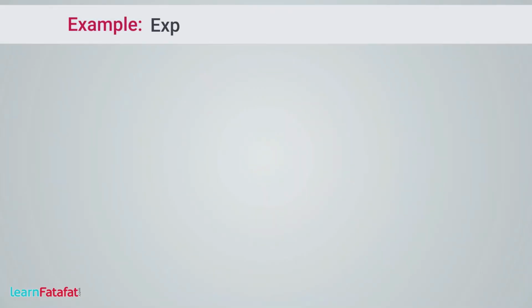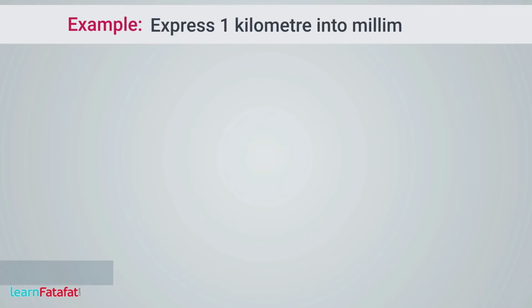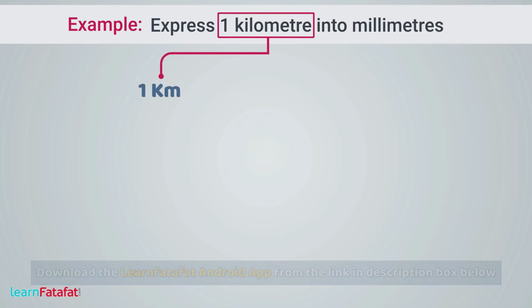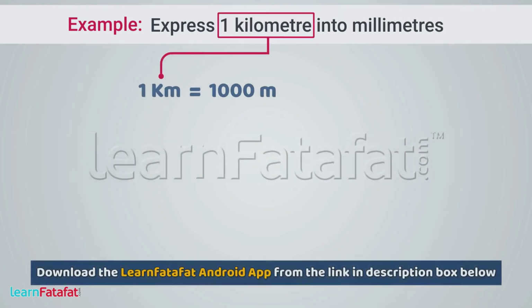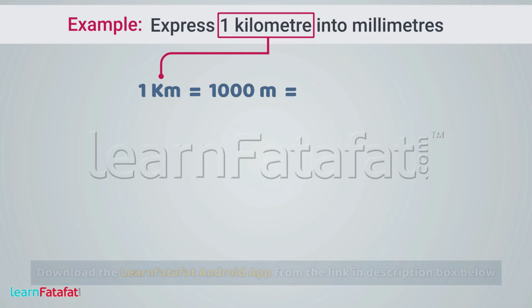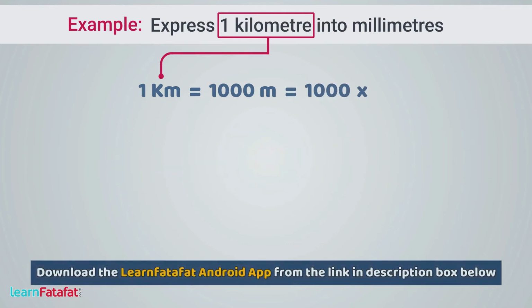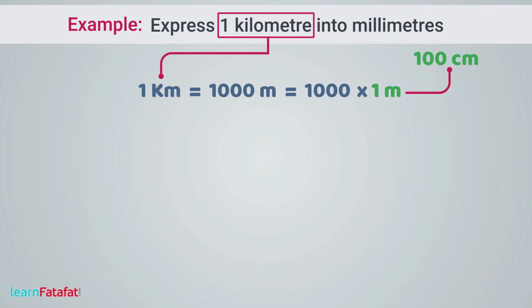Example: express 1 kilometer into millimeters. 1 kilometer is equals to 1000 meter, which is equals to 1000 multiplied by 1 meter. But 1 meter equals to 100 centimeter.